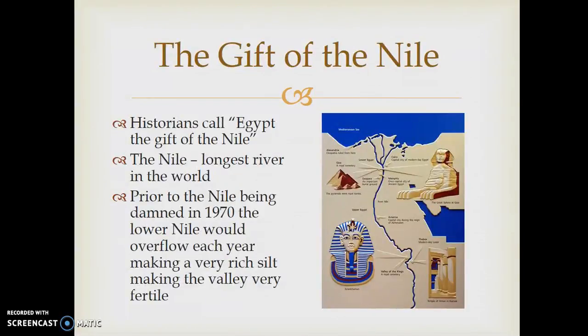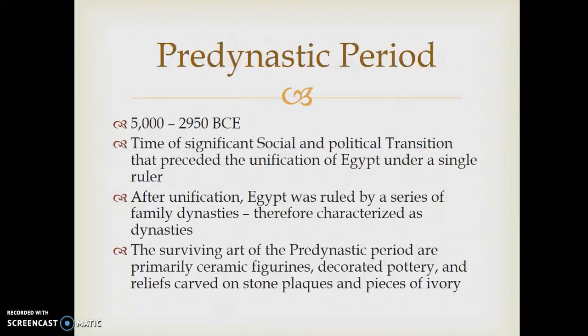The Gift of the Nile. So they call Egypt the Gift of the Nile, and prior to the 1970s, the Nile would overflow each year. And it would leave this really rich silt that made the valley very fertile, which is why you have all these civilizations landing by rivers for that reason.